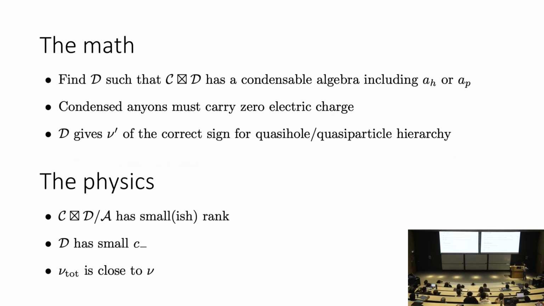The math is straightforward. You can always find D such that this composite theory has a condensable algebra that includes A_H bound with something or A_P bound with something. We also want to ensure that the anyons that we condense carry 0 electric charge so that we don't have a superconductor. And we also want this D to have an appropriate U(1) factor such that it increases or decreases the filling fraction appropriately.